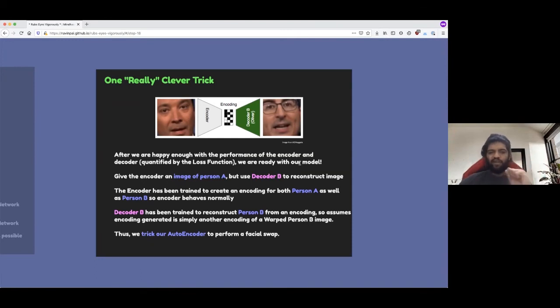Now the reason that it works is, for the decoder, there is no difference, right? It looks at the encoding and it just thinks, okay, this is another encoding that I need to decode into a photo of John Oliver, because it's just been trained on John Oliver photos. For the encoder, it's no different, because the encoder is trained to encode both faces. So this one clever trick gives you an exact image, because it's going to capture the expression, the lighting, and a bunch of these things that you need to capture for the encoding and the decoding as well.